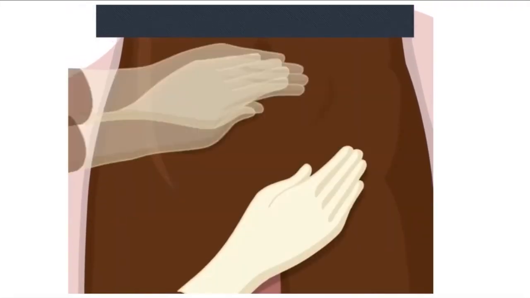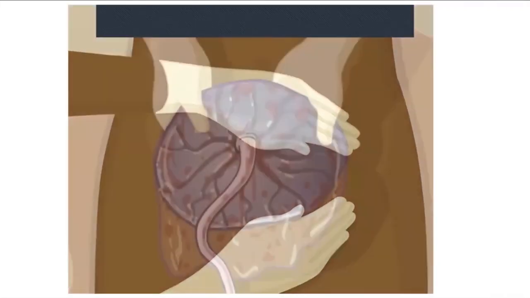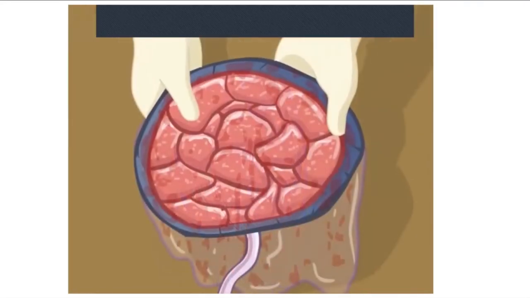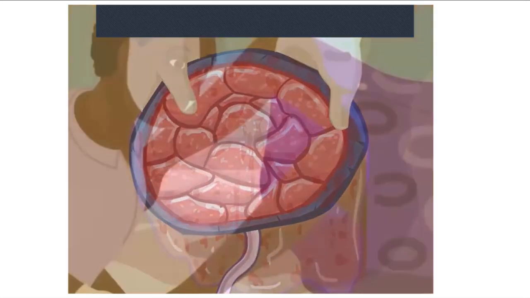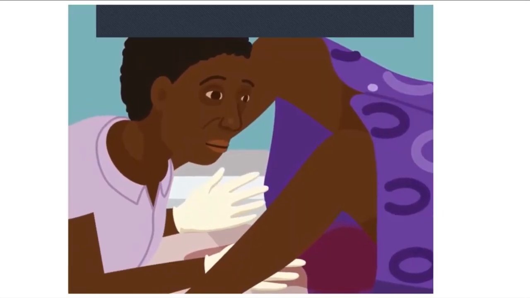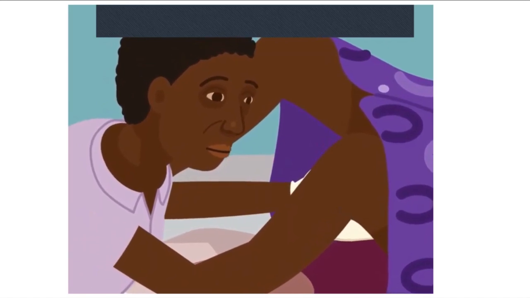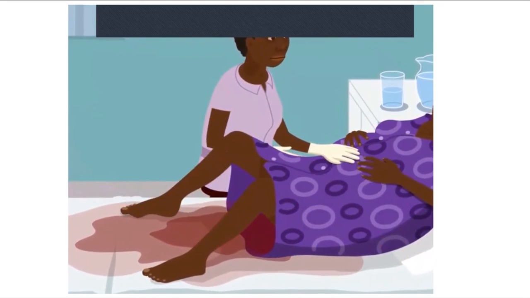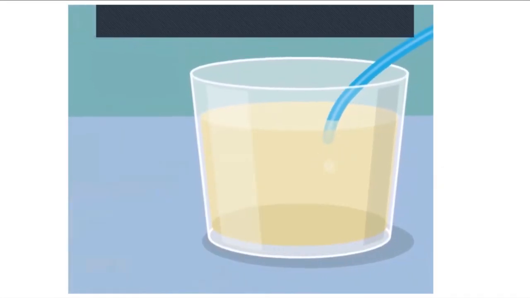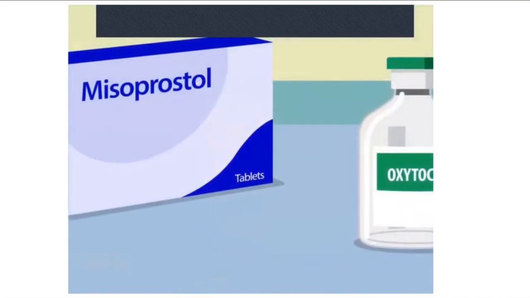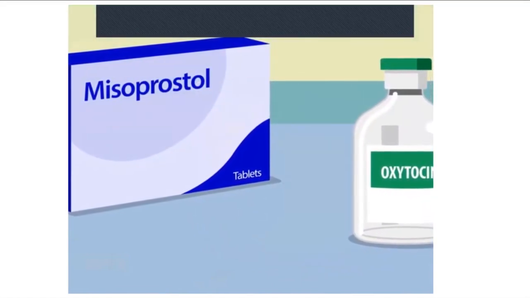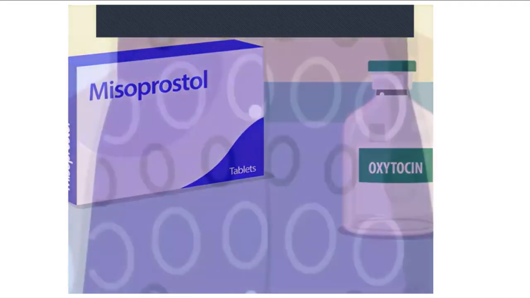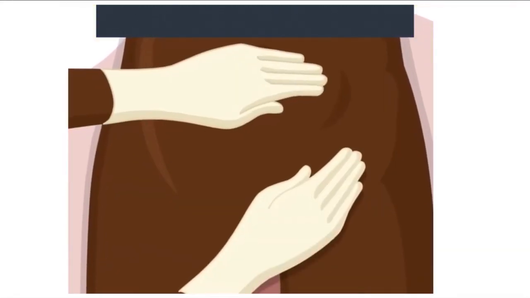Grace performs uterine massage to slow the bleeding, and then checks that the placenta is whole and that no tissue has been left inside the uterus. She makes sure the bleeding is not coming from a tear in the cervix or vagina. But Mary is still bleeding heavily. So Grace empties the bladder and gives a treatment dose of misoprostol or oxytocin to help contract the uterus. Grace also continues to massage the uterus.